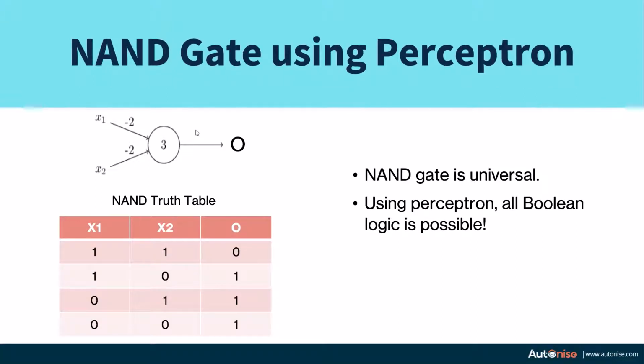So you can create a perceptron which has the weights -2 and -2 for the two inputs and a bias of 3. If you feed in the values of x1 and x2 given in the truth table, you will see that the output corresponds to the following numbers. This means that a very simple perceptron can act as a NAND gate. Hence, if we combine multiple perceptrons, we can achieve any Boolean logic. So that is the power of perceptrons. If we can find out the exact weights of these perceptrons and the bias, we'll be able to create any kind of Boolean logic.